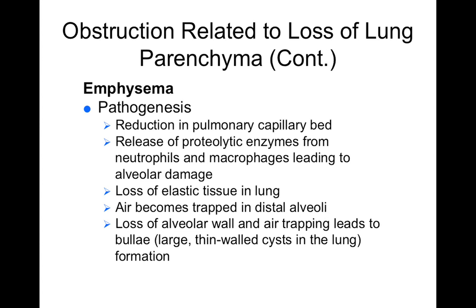So it eventually leads to the loss of elastic tissue. We see that alveoli become much larger so that air can get trapped in these distal alveoli because of less elastic tissue. You don't see as much recoil, so air is not really forced out of the lungs that easily. And the loss of alveolar wall causes air to be trapped in large sacs in the lung called bullae, which are these large, thin-walled cysts in the lungs. And so all of these factors ultimately lead to a trapping of air in the lungs, which increases the residual volume and therefore decreases how well someone can ventilate.